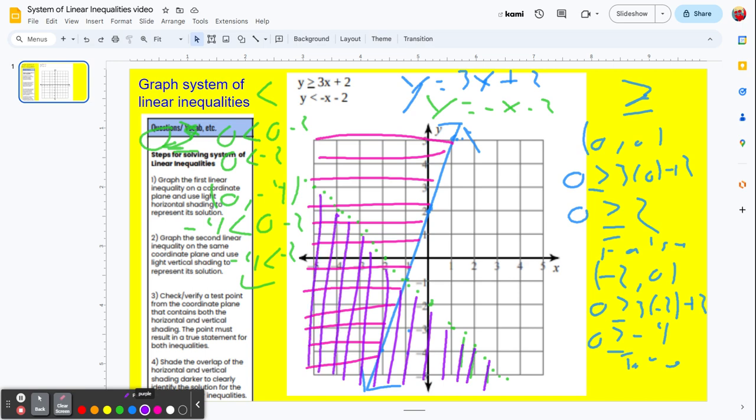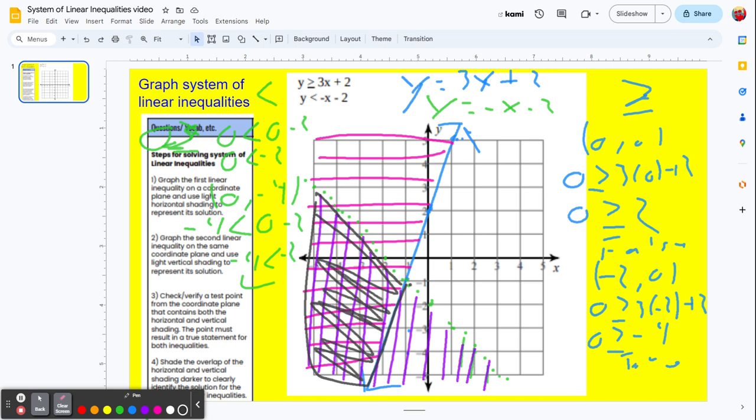The crisscross, that is the solution. A lot of times on your paper, you want to make this a little darker so you can clearly see. So it's everything coming up to the dash line there, not including the dash line. It's everything on the line from this part going down, and then over here. And so this section here is our solution.